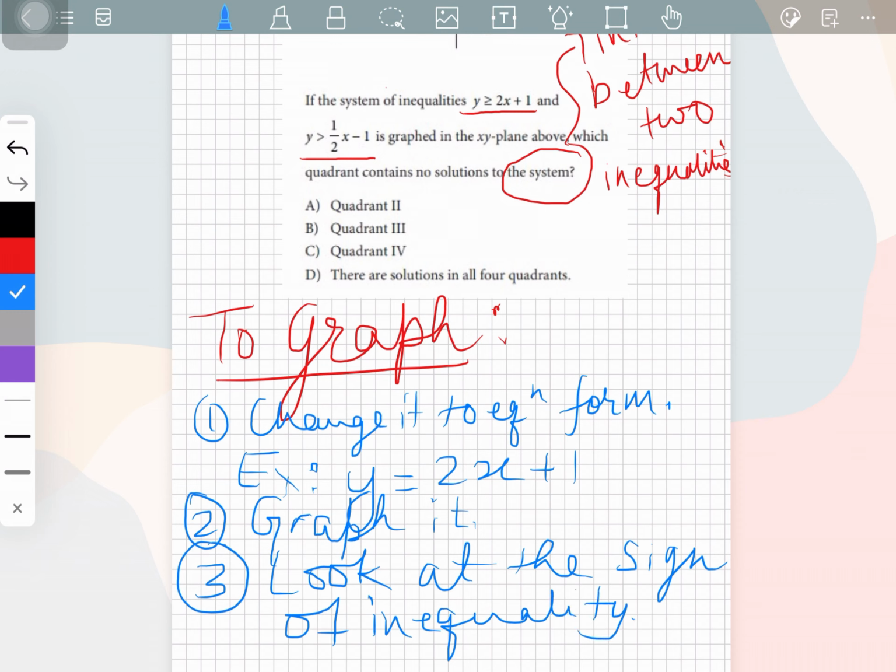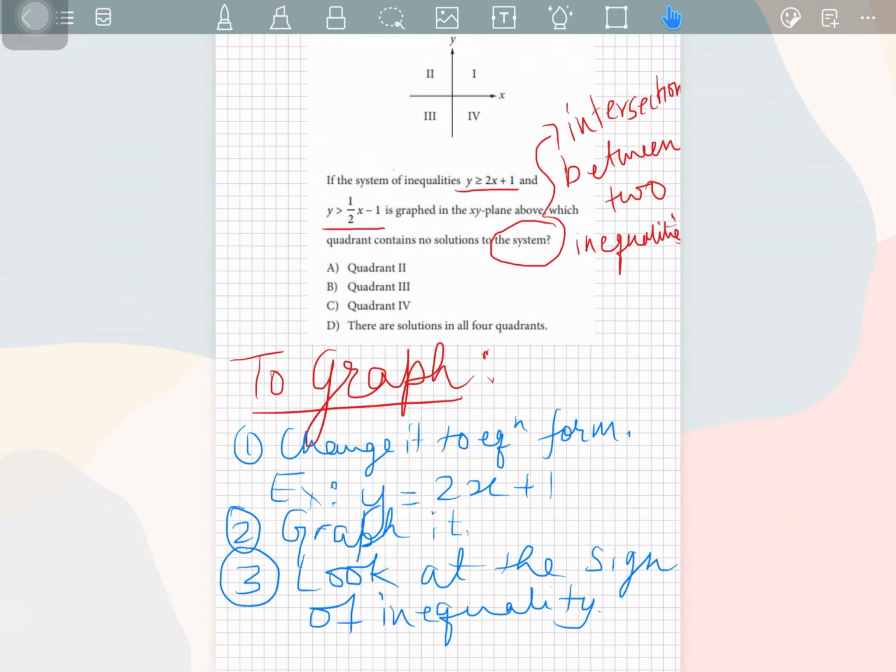So these are the three steps. Change it into equation form, and graph the equation. You know how to graph the equation. You take 2-3 points, and then you take an x coordinate. Let's say you take 3, then 3 times 2 is 6, then y becomes 7. So the coordinate is 3 comma 7. You do it that way. And then another step is to look at the sign of the inequality. Is it greater than or equal to? Is it just greater than? I've already made a graph of this question beforehand, so let's check it out on the next page.